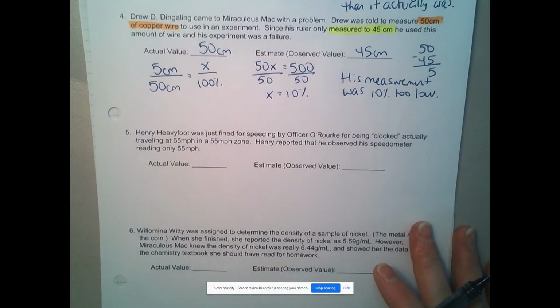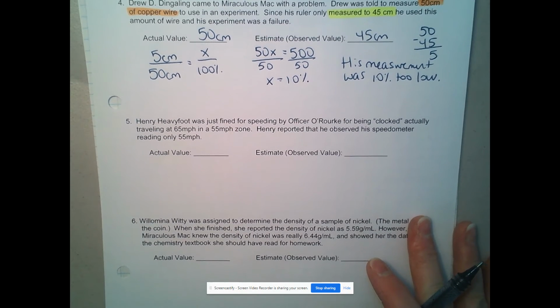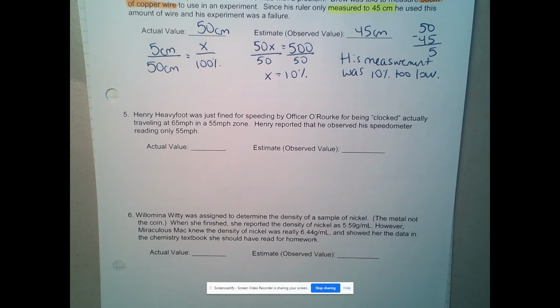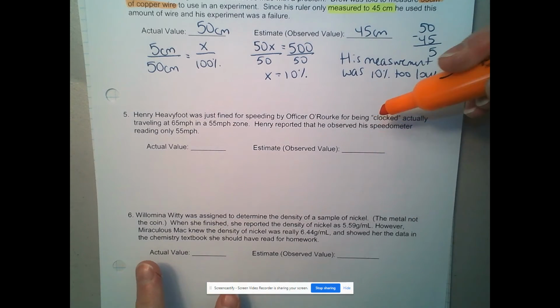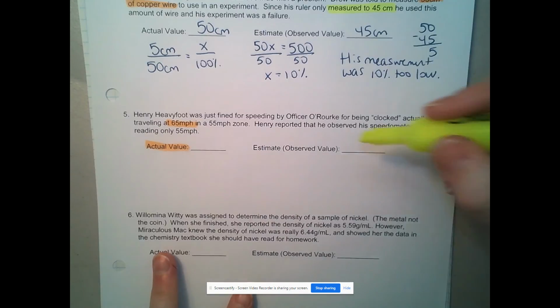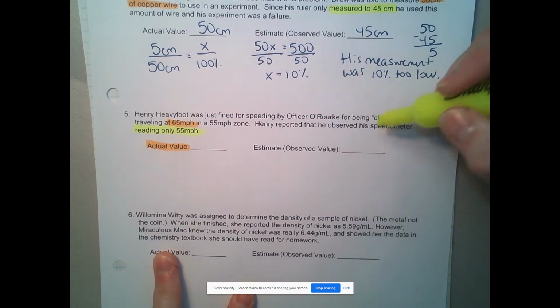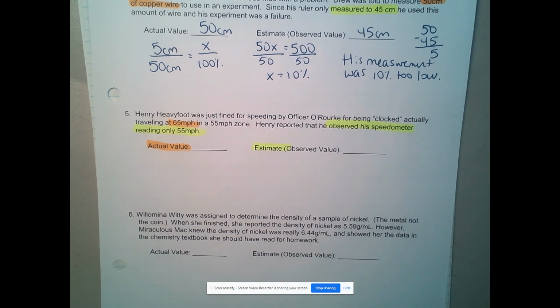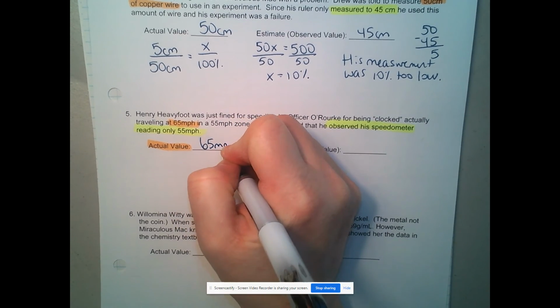That's a significant problem. All right, Henry Heavyfoot was just fined for speeding by Officer O'Rourke for being clocked actually traveling at 65 miles an hour in a 55-mile-an-hour zone. Henry reported that he observed his speedometer reading only 55. So he was actually going 65. So our actual value, 65 miles an hour. And he thought, right, he observed his speedometer only going 55. So actual 65 miles an hour.